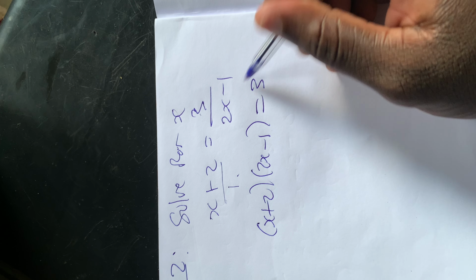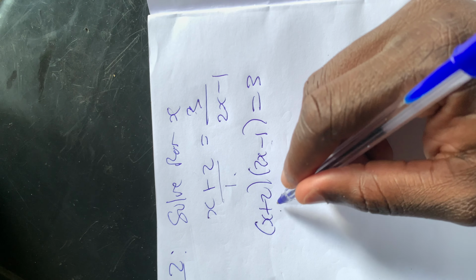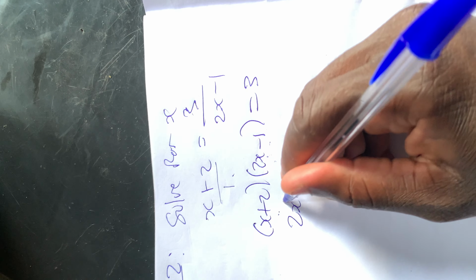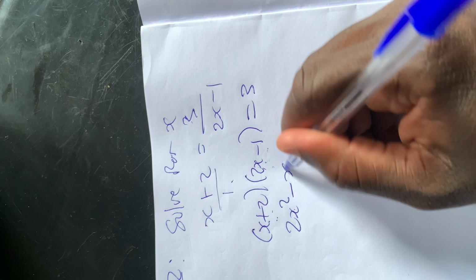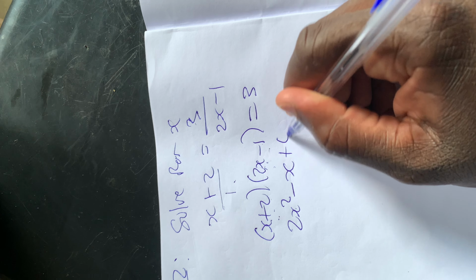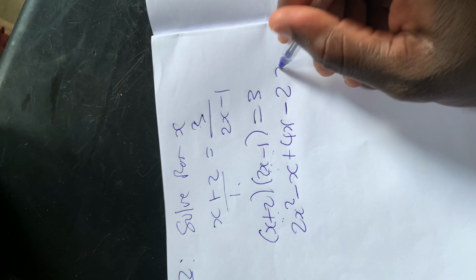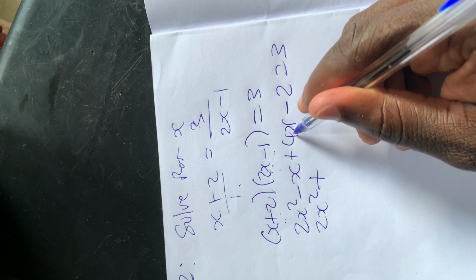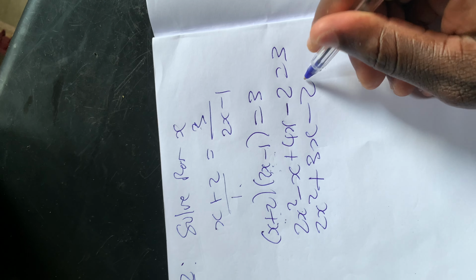Then what do we do? Because this is not in the standard form, we need to simplify. We need to expand these two factors. x times 2x is 2x squared. Then x times minus 1 is minus x, plus 2 times 2x is plus 4x. Then plus 2 times minus 1 is minus 2 equals 3. This is 2x squared plus 4x minus x, which is 3x, minus 2 equals 3.